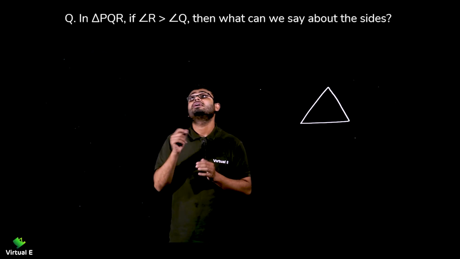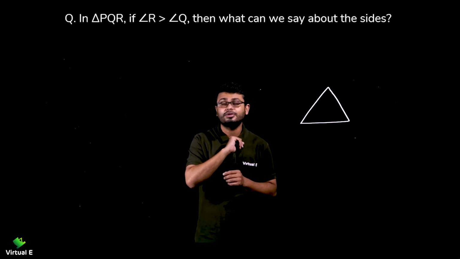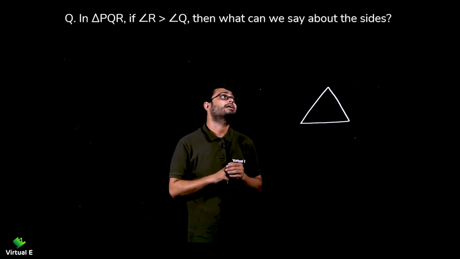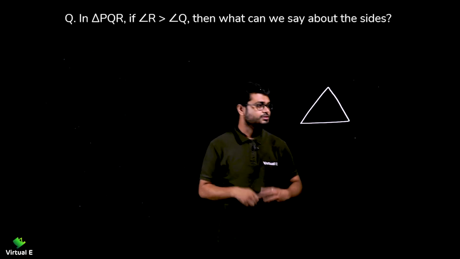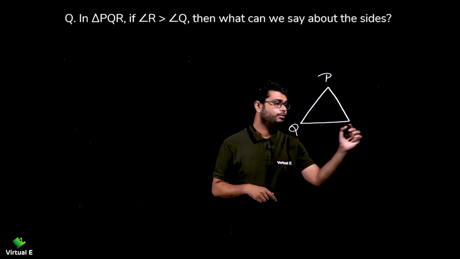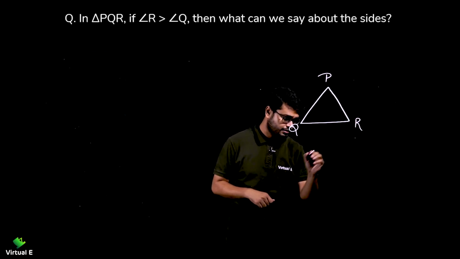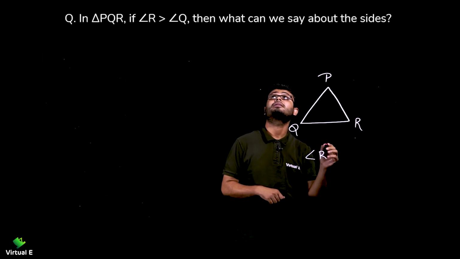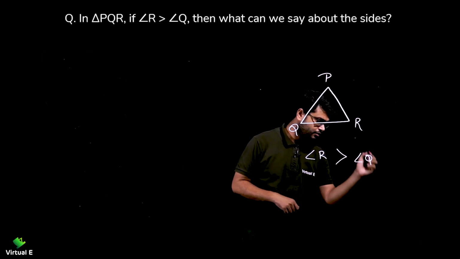First problem. In the triangle PQR, if angle R is greater than angle Q, then what can we say about the sides? So we have one triangle. This is just a random triangle, that is P, Q and R. And it is given angle R is greater than angle Q.